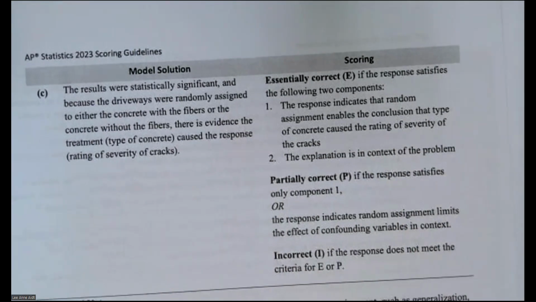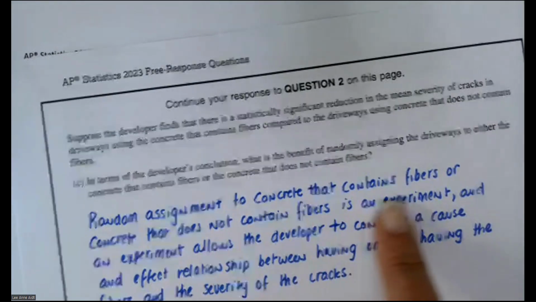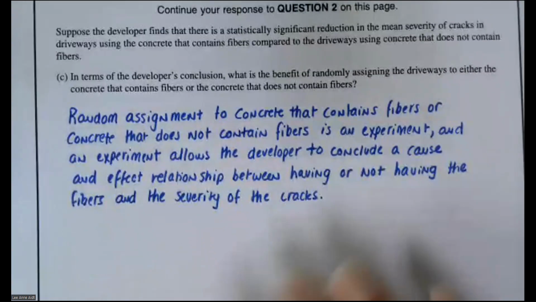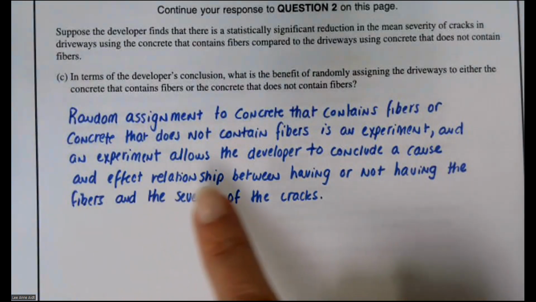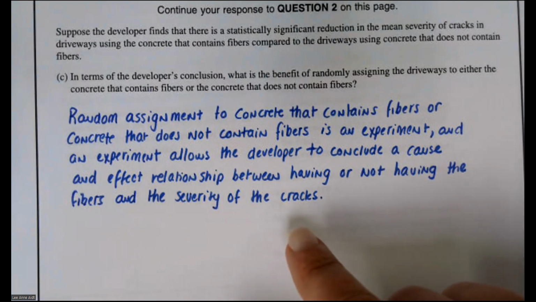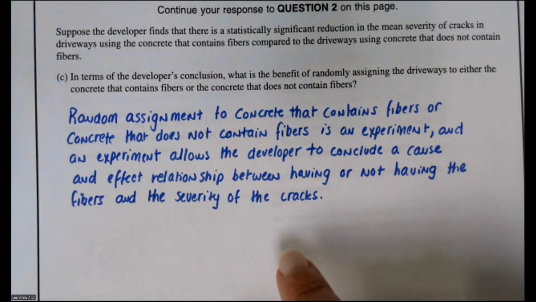What did I say? Good question, Mrs. Talbot. You said random assignment to concrete that contains fibers or concrete that does not contain fibers is an experiment. And an experiment allows the developer to conclude a cause and effect relationship between having or not having the fibers and the severity of the cracks. Man, was I wordy. I was a hot minute wordy there.